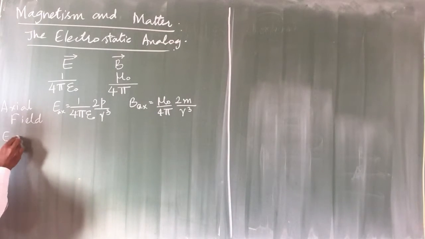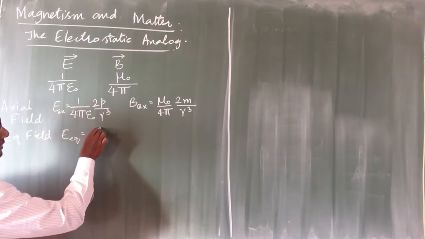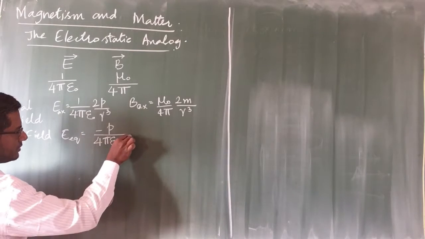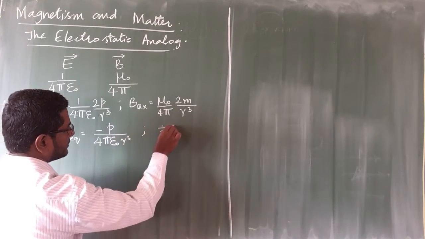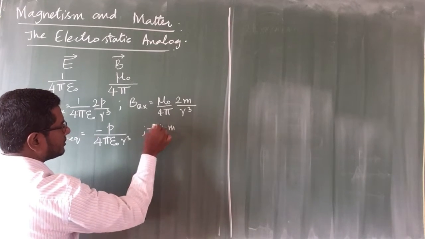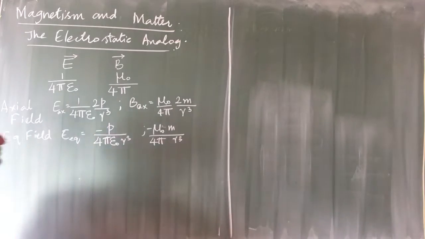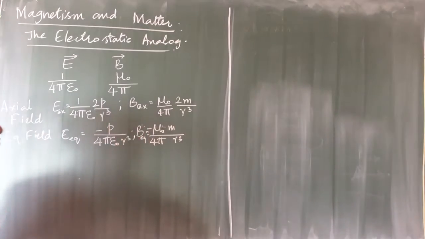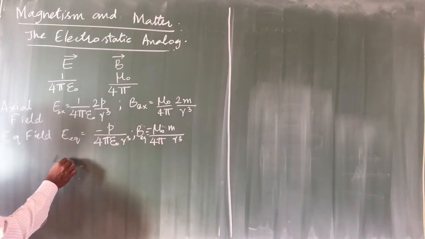Now, similarly, the equatorial field. E equatorial was equal to minus p divided by 4 pi epsilon naught r cube. The magnetic equivalent is, again, going to be minus mu naught m divided by 4 pi r cube. So this is the equivalent field, this is for the electrostatic part, this is for the magnetism part. Then one more thing was the dipole moment.